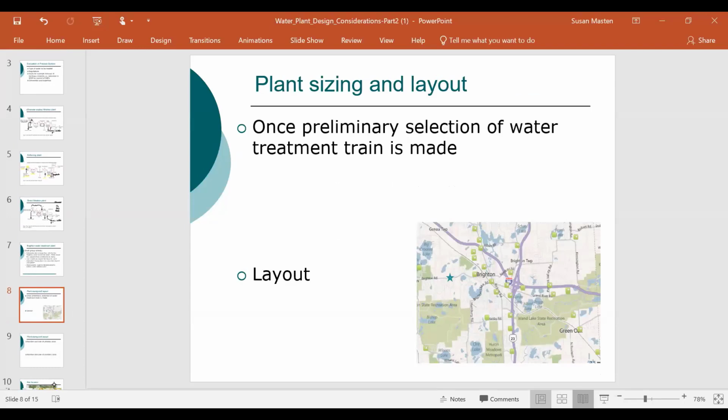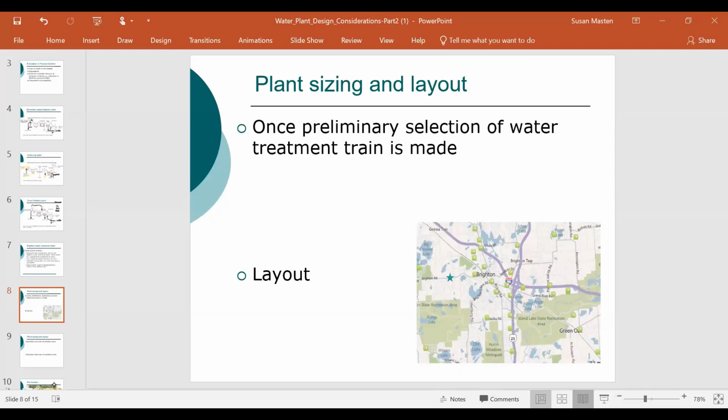So moving on, once we've determined the service area and we've made a decision about the average flow rate, we've calculated the maximum daily, we've calculated our peak hourly flow rates. Now we need to move on and think about the plant sizing. So we've made a preliminary selection of a water treatment train.